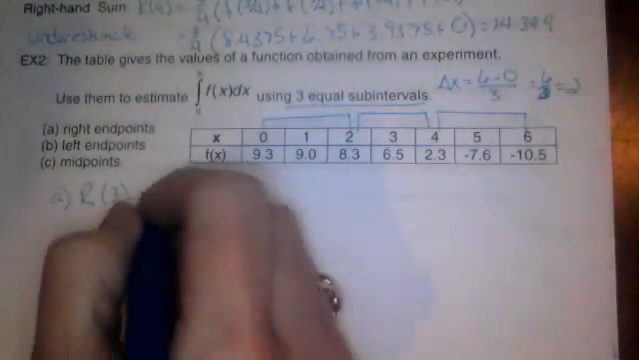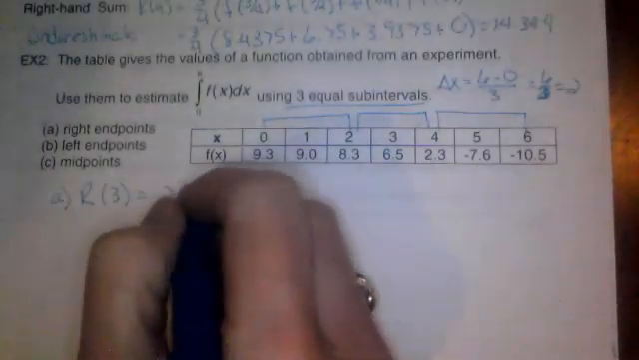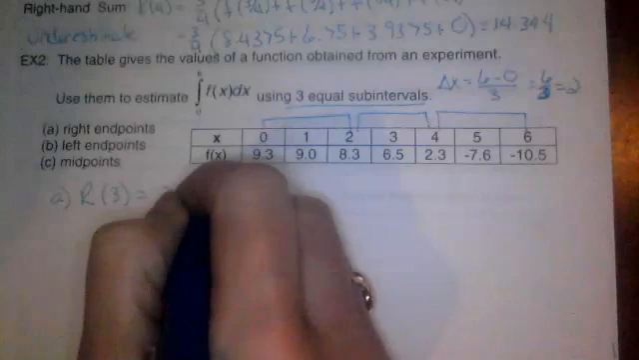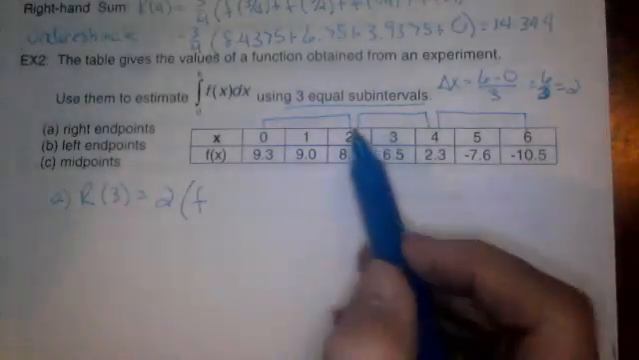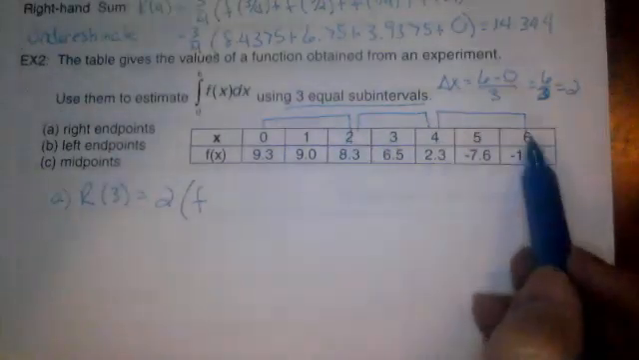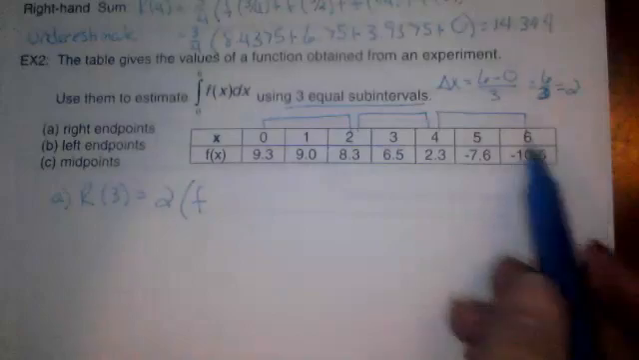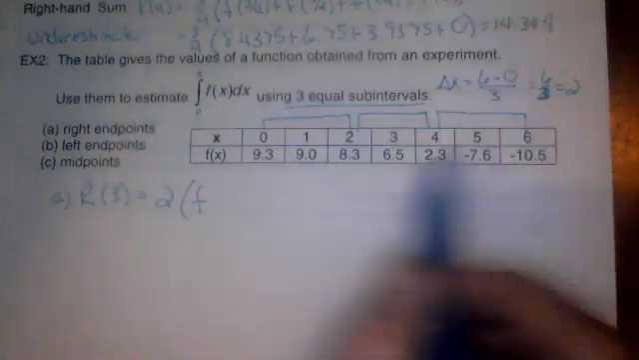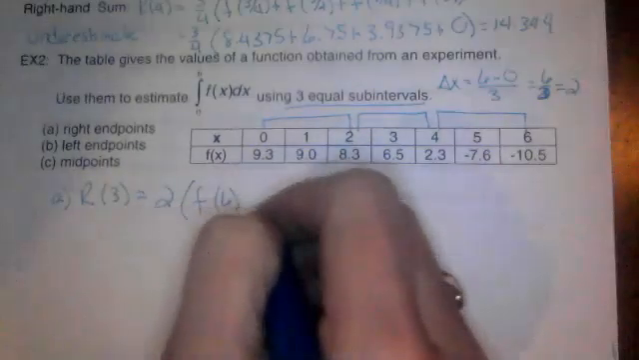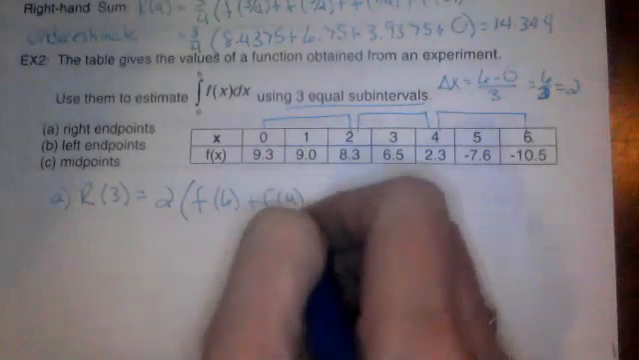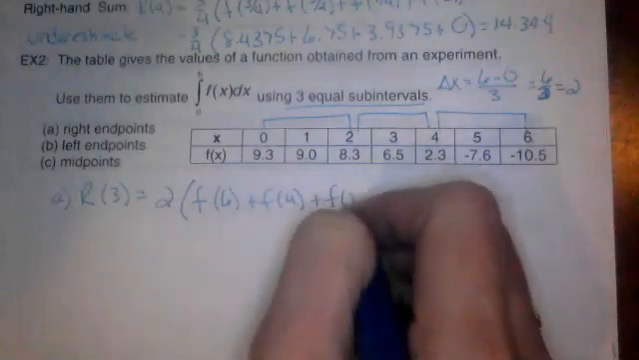Each of them we know is 2 units wide, and so we're going to be finding f of the right hand, so the 2, the 4, and the 6. If you want to be sure you're using the right, you could start on the far right and just work your way backwards. The 6, 4, and 2 doesn't really matter. But the right hand would be the 6, the 4, and the 2.